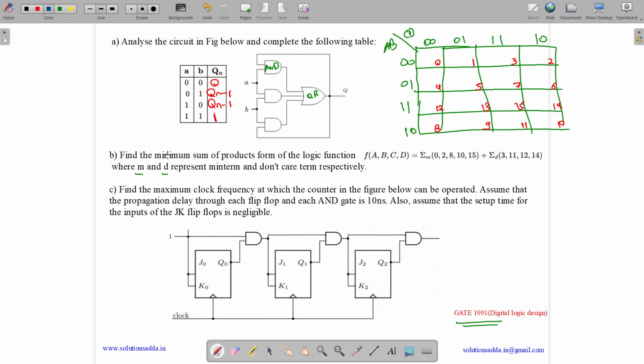Now let me fill this. Here we have minterms in 0, 2, 8, 10, 15, and we have don't care terms in 3, 11, 12, 14. So 3, 11, then we have 12, and then we have 14.